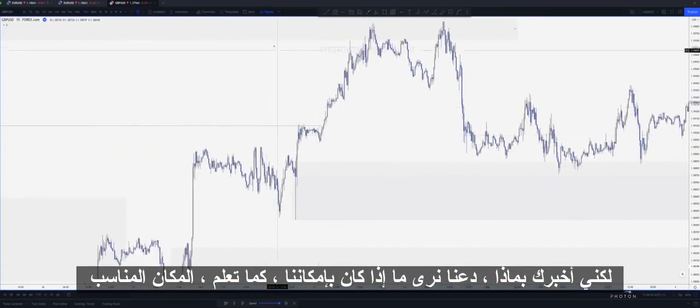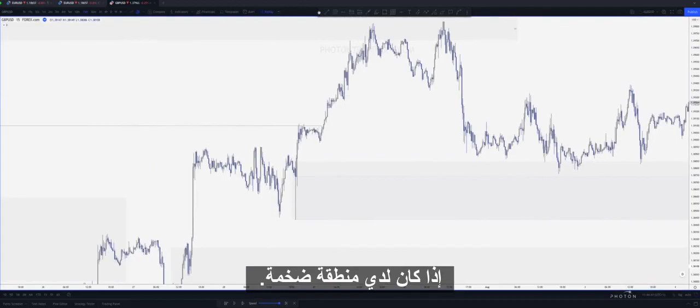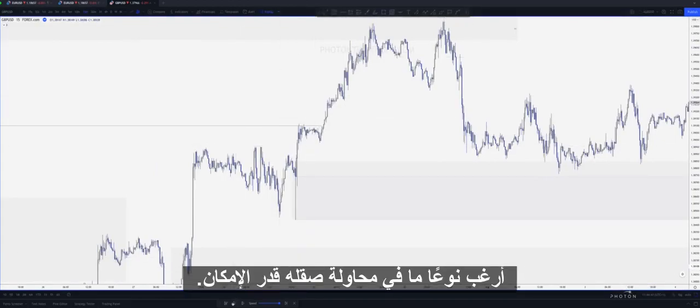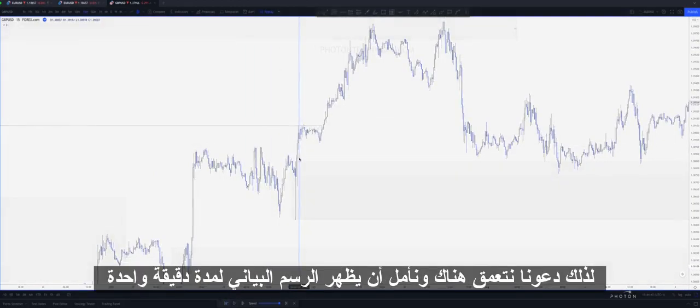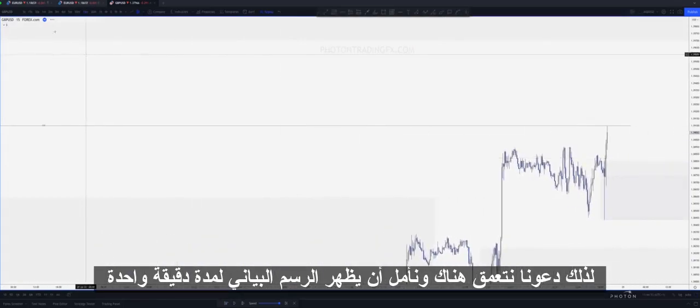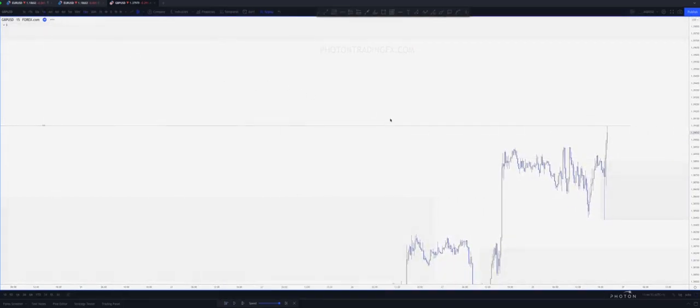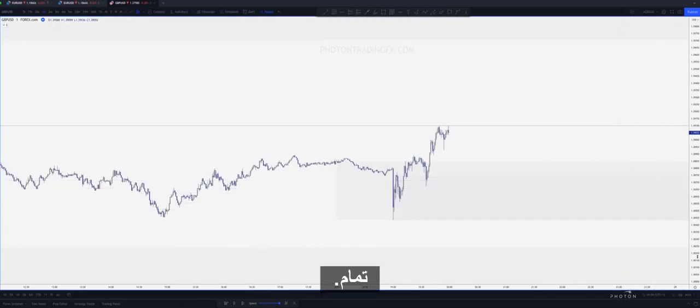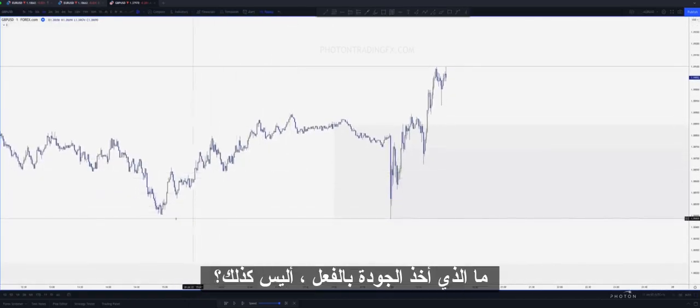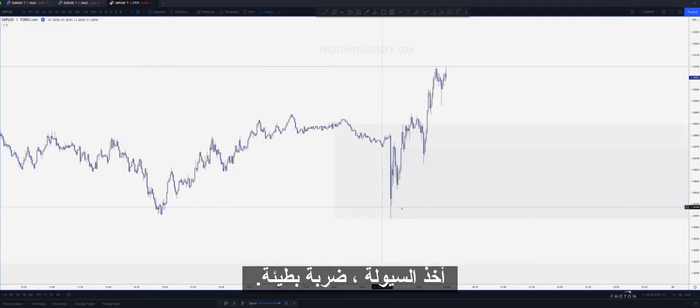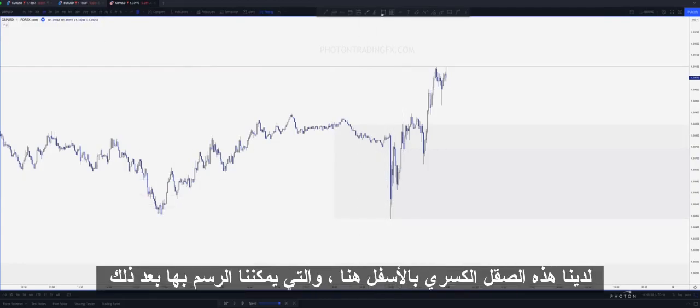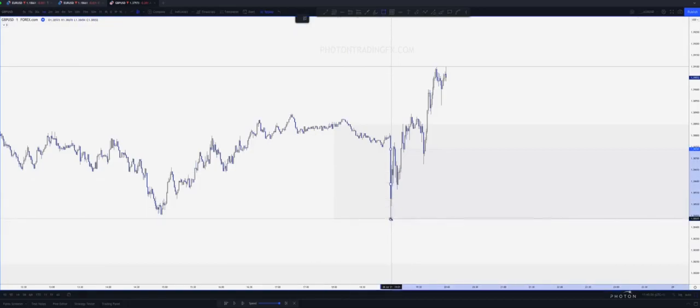But I tell you what, this is what I'd be doing in a live market. If I have a massive zone, I want to refine it as much as possible. So let's dive into there, and hopefully the 1 minute chart will load for me. Let's take a look. Okay, so what do we have? What actually took liquidity? It took the liquidity below this low. We have this fractal refinement down here, which we can then draw with our M1 zone.